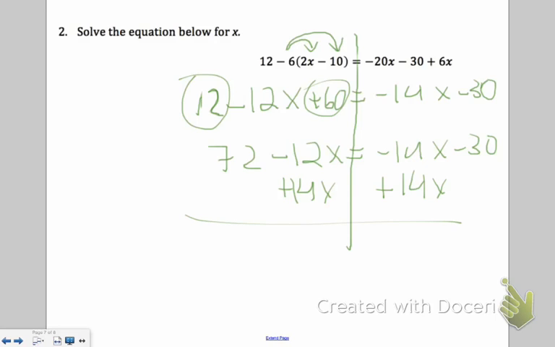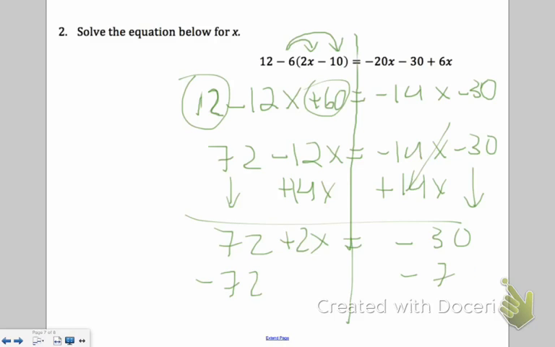So we're going to bring down everything we have left. So we have 72, negative 12x plus 14x is positive 2x, and that's equal to, this is going to turn to 0, and all we're left with is negative 30. So now that I have my variable on the left side of my equation, I'm going to bring my constants to the right side. The only constant that we have on the left side is 72. So in order to take 72 away to the right, we're going to subtract 72 on both sides. So now this turns to 0.